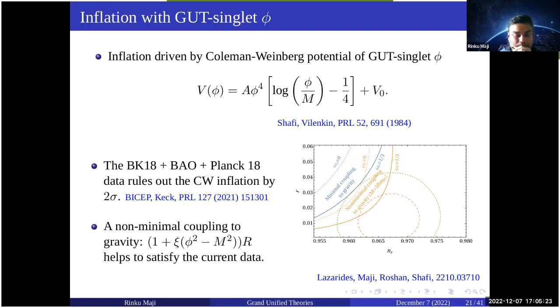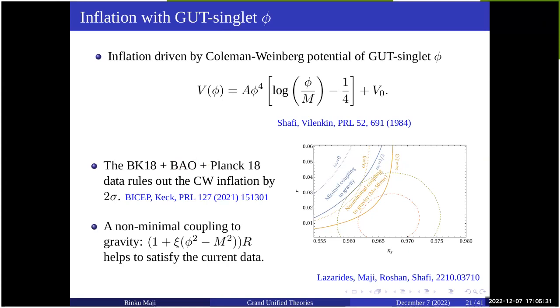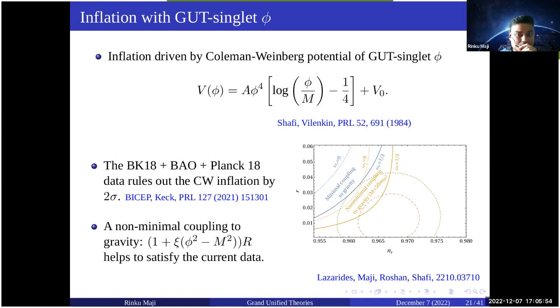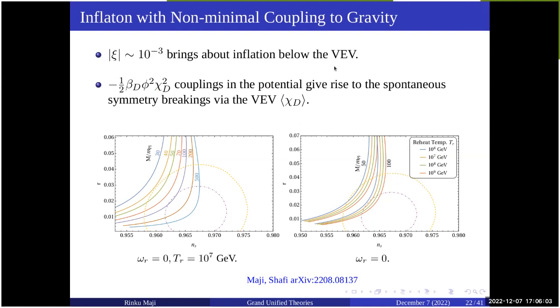Is there any question? No, I think we figured it out. Thank you. My question just on the previous one: with the non-minimal coupling, is it then consistent with the current data, BICEP/Keck 18 plus BAO plus Planck 18, by choice of the xi value? Yeah, the choice of xi value. It depends on the xi value, so for xi of the order of 10 to the minus 3, yeah.